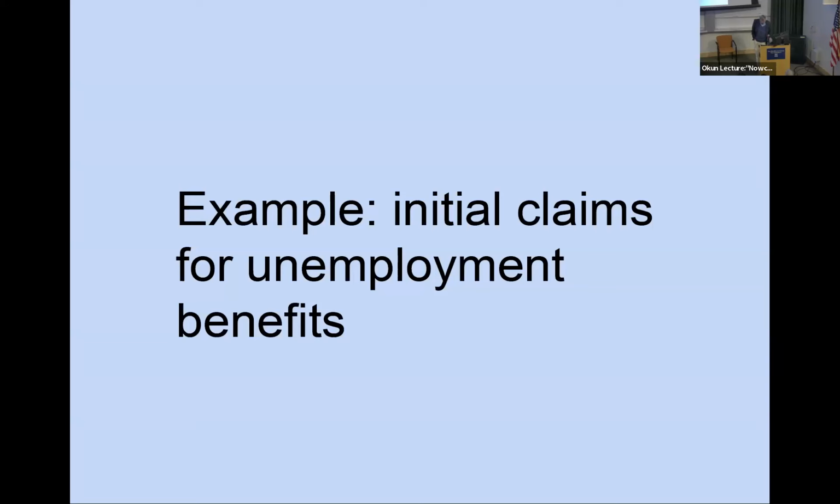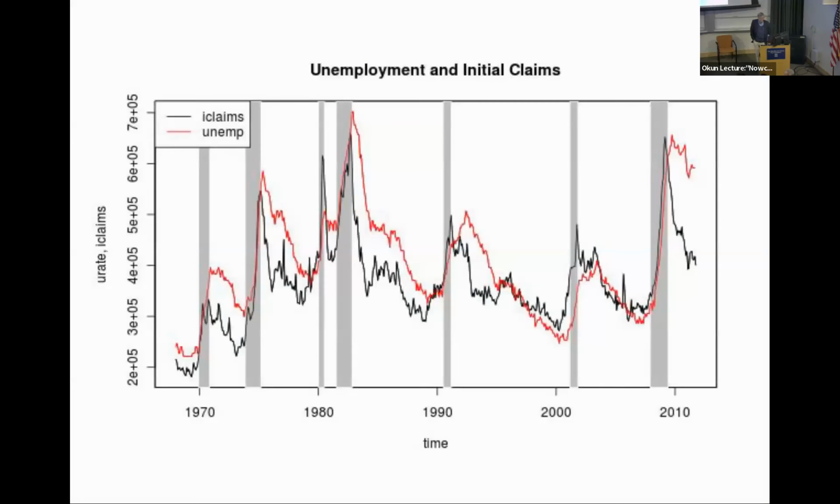Initial claims for unemployment benefits, very important metric. Am I right on that? Here's a little picture. The black is the initial claims for unemployment benefits. By that, I mean people who are laid off and then go down to the unemployment office and file for unemployment benefits. Those are the initial claims, and they're reported on a weekly basis in the US. So very high frequency for economic data.